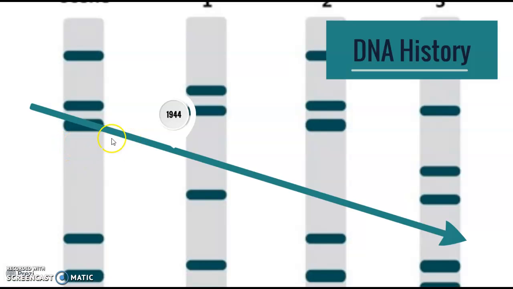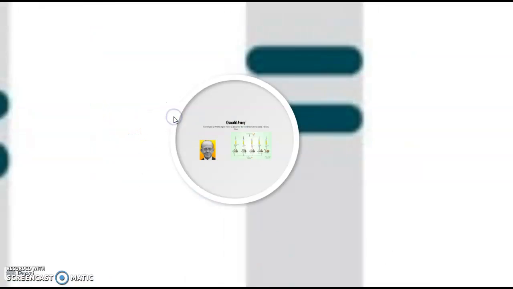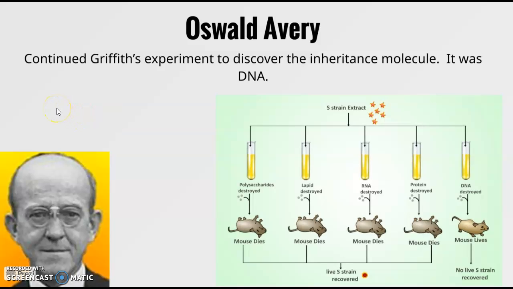Our next contributor to DNA history comes in 1944. This is Oswald Avery. And Oswald Avery was continuing on with Frederick Griffith's experiment that discovered transformation. And his goal was to determine the transformation factor.